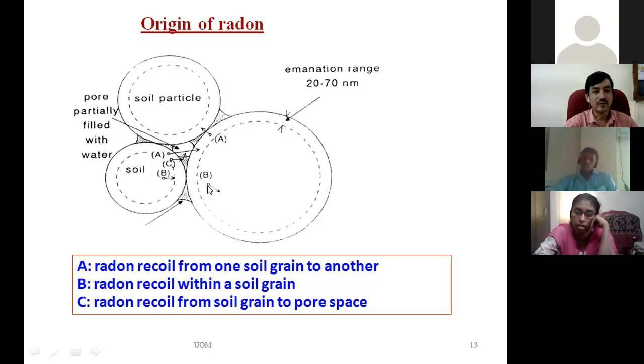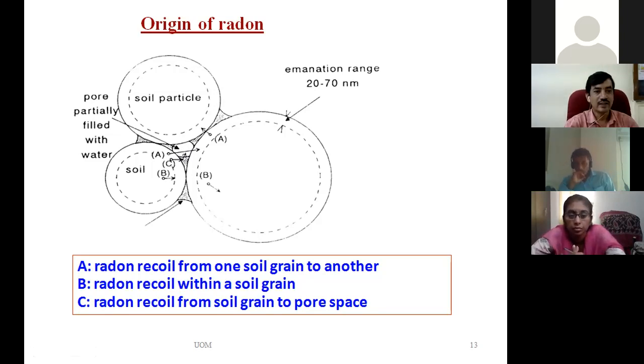Another possibility: if the alpha particle emission is directed outside the soil grain, then radon will go towards the center of the soil grain. In this case, also, it cannot come out. You see this diagram. In this case, it is entering the pore space, and if the pore space is filled with water molecules, that will also affect it. Sometimes the water molecules will help the radon atom to come out of the ground into the atmosphere.